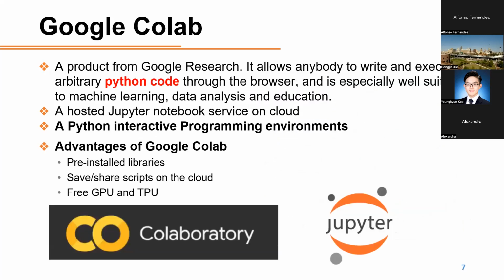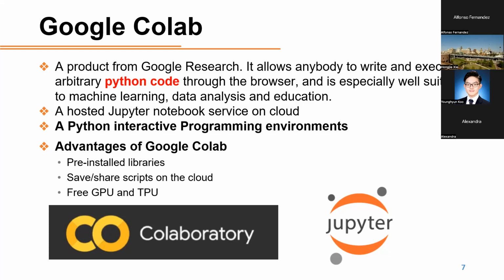Okay. So I mentioned Colab, which is Google Colab, a product from Google Research. It allows everybody to write and execute arbitrary Python code through the browser, and it is especially well suited for machine learning, data analysis, and education. So we use different types of machine learning methods like artificial intelligence, neural networks, random forest, and support vector machine. All of these methods are directly available there. You just call the function, and you can do the process.